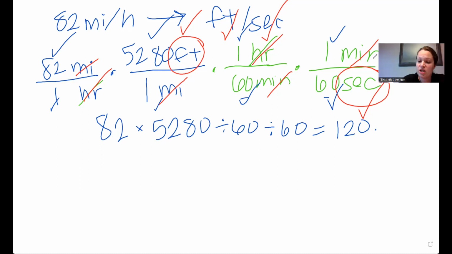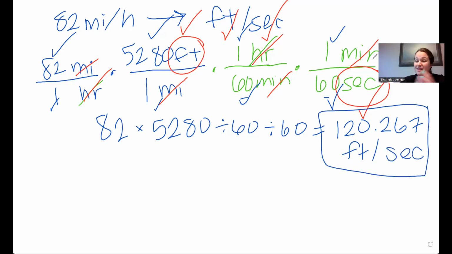120.266666, right? So we're going to change it, and I'm going to round to 3 decimal places, and this is going to become a 7. Okay, and then our units are now feet per second. Okay, and that's your answer.